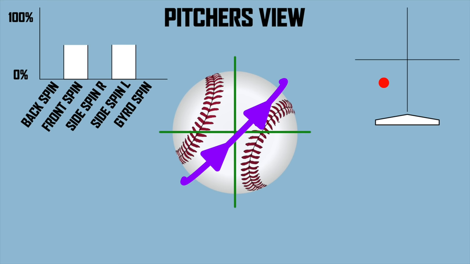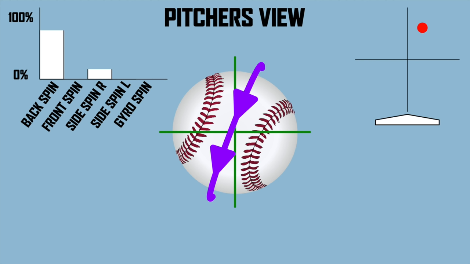What if the ball is spinning kind of like this? Well, now you're going to have some backspin and you're going to have a little bit of side spin towards the right. So no longer are you going to have front spin and side spin to the left. Those bars are actually going to go to backspin and side spin to the right. And you can see where the red dot is. You're going to get some lift and you're going to get some movement over towards the right-handed side. This might be like a right-handed fastball.